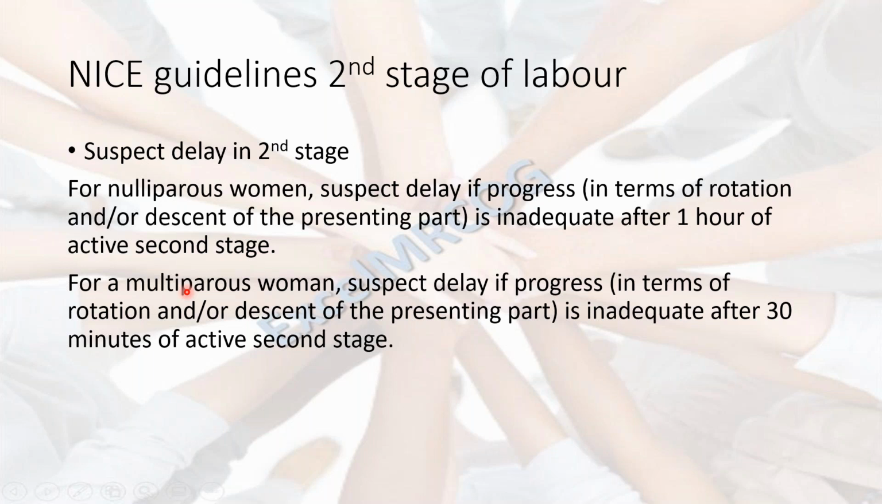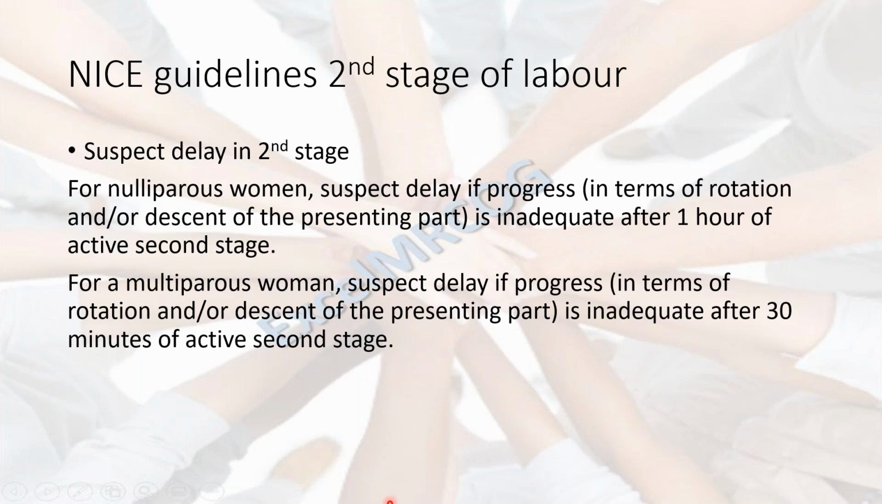Here in this station, she was ROP, then she became OP over 2 hours, but she has been active for only 1 hour. So you can say that you would suspect delay, but it's not something you would worry about as of now. You would need to worry if you diagnose delay. You suspect delay when there is no significant rotation or descent after 1 hour of active stage. For a multiparous patient, you suspect delay if progress is inadequate after 30 minutes of active stage.